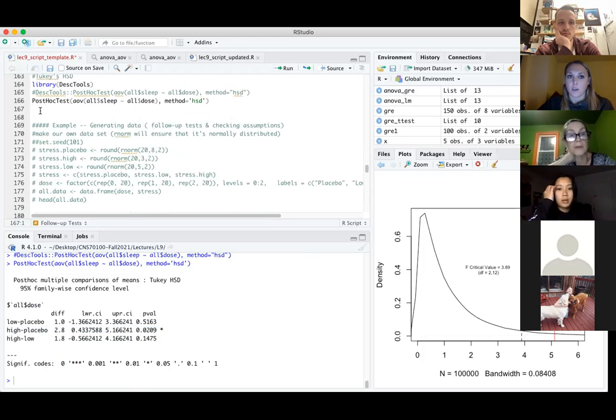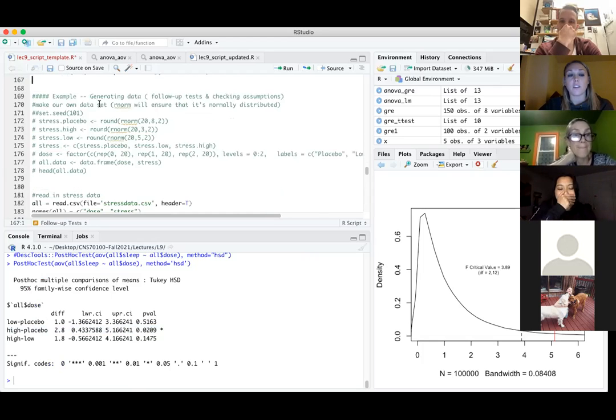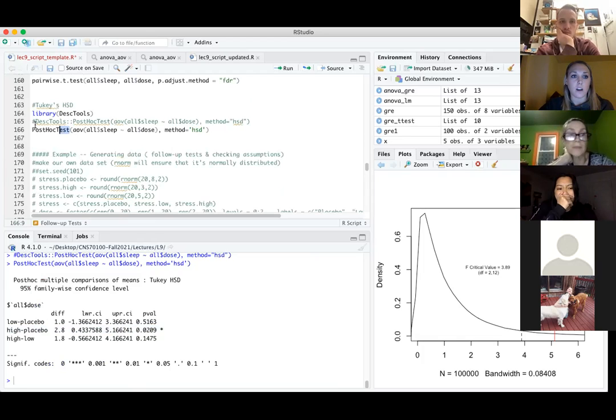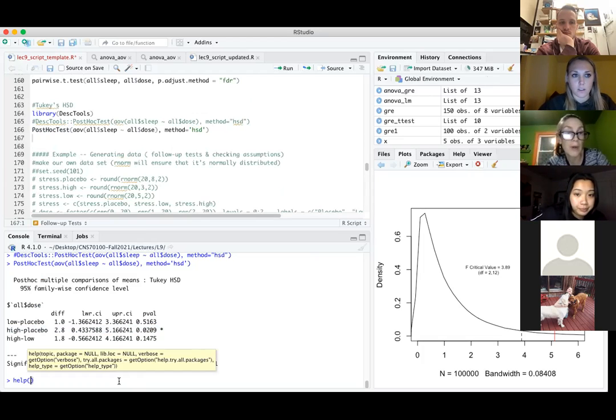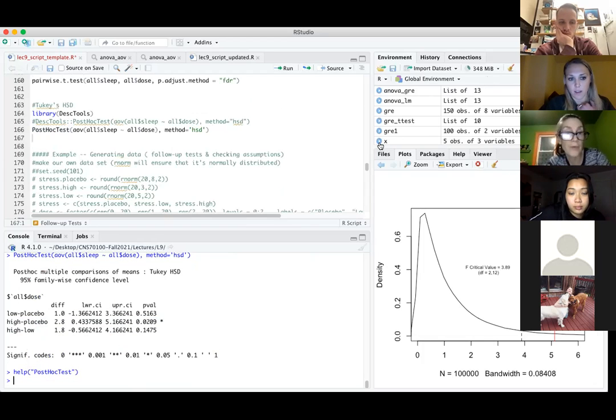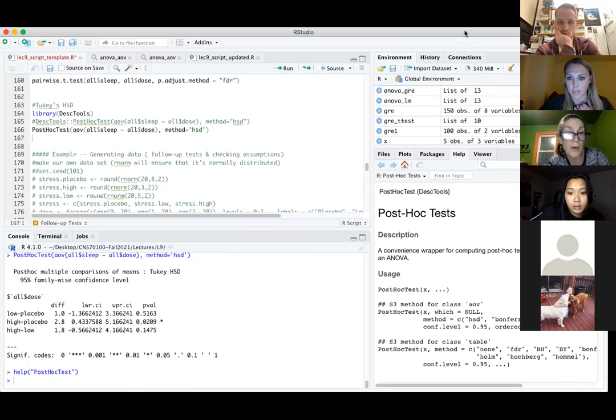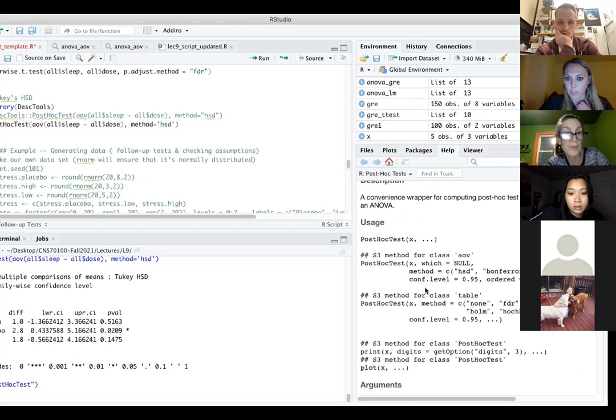All right, so any questions about that? So, and you can look at this post hoc test, that it takes other methods other than the Tukey's honestly significant difference. If you ever are interested, you can just do help with the name of the library or the function that you're trying to find, and then this will pop up over here in the help window. And you can see down here, we have HSD, Bonferroni, LSD, Scheffe.